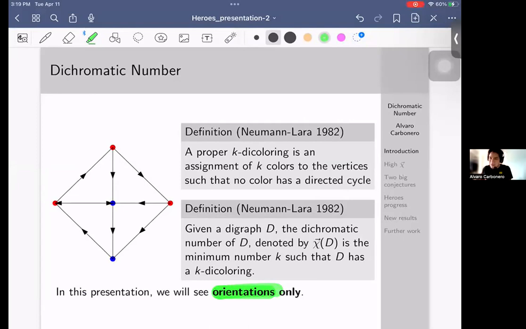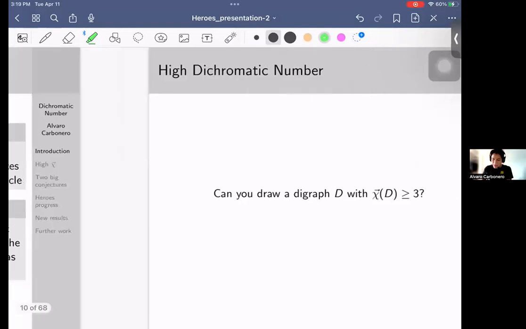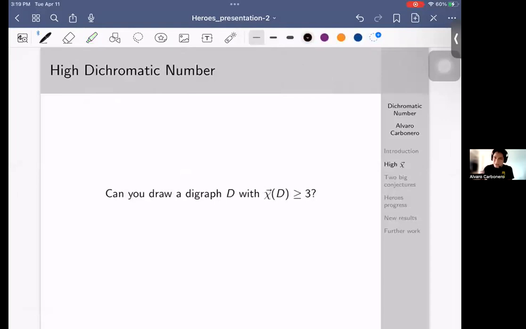So now that we have definitions out of the way, let me start by asking you a simple question. Is it even possible to have the dichromatic number equal to 3 or more than 3? I think it's good that once we make a definition, we make sure it makes sense, because if every single digraph had dichromatic number 1 or 2, then this definition would not be interesting. So let's try to think of a digraph that has dichromatic number 3.